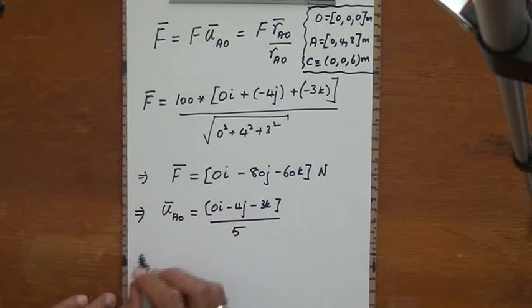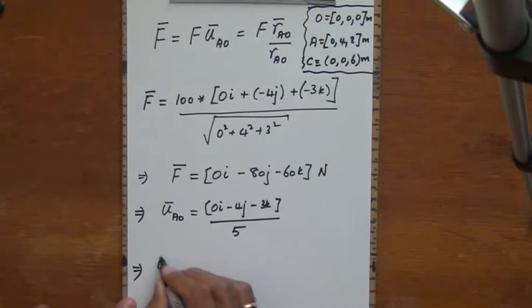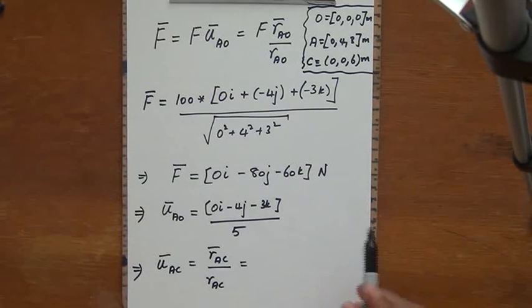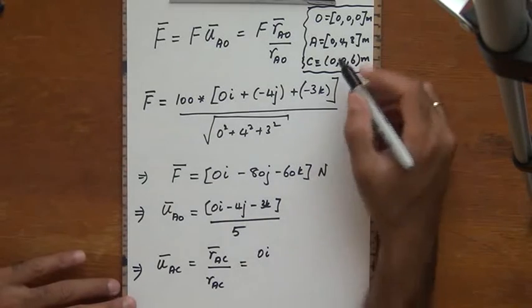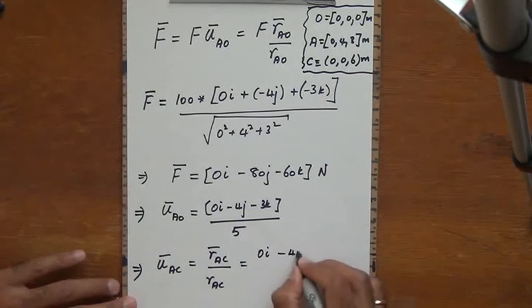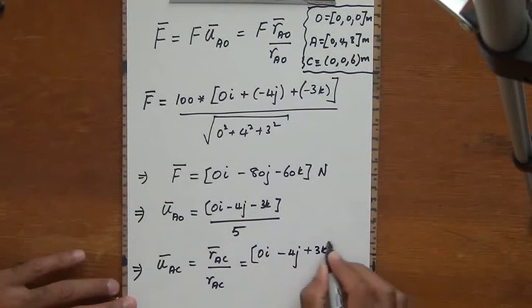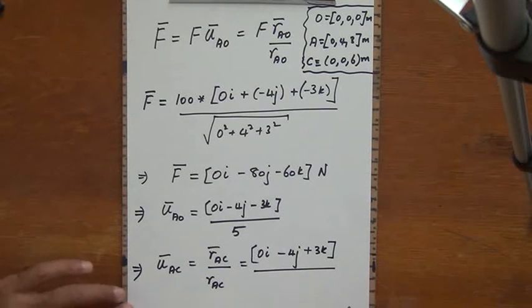And so I can now write the unit vector along the line joining C and A. So this is going to be UAC, the position vector divided by the magnitude of the position vector. Position vector from A to C: coordinates of the last point minus the coordinates of the first point. So this is going to be 0 minus 0, so that's 0I. Then I'm going to have 0 minus 4, so that's a minus 4J. I'm going to have a 6 minus a 3, that's a plus 3K. Divided by the square root of the sum of the squares of the components. So that's 4 square and 3 square, which is 16 and 9, which is 25. Square root of 25 is 5.